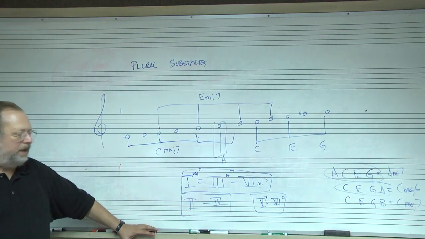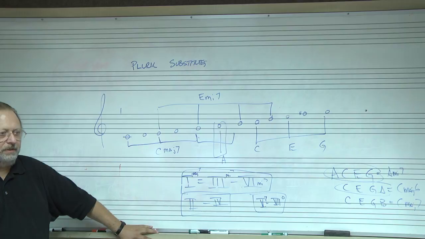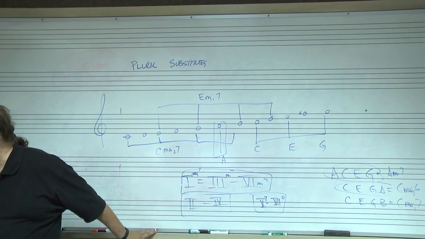Okay? Now, we just talked about the 2 and the 4 being a substitute for each other. The last one is the dominant 7th chord, the 5 chord, and the 7th chord, the leading tone chord. Those two chords can be substituted for each other.